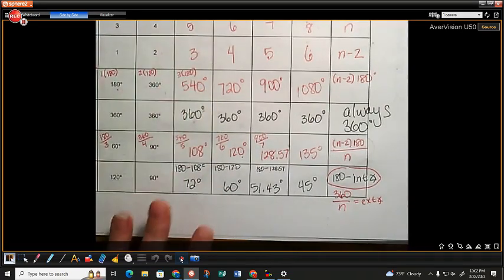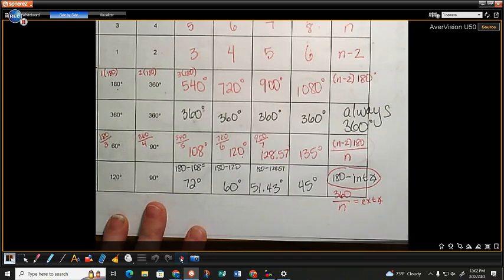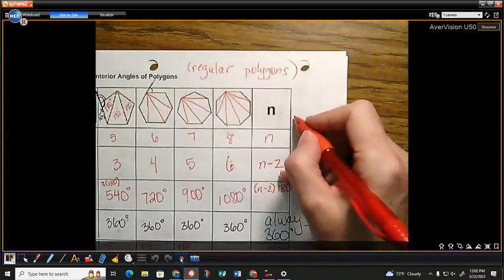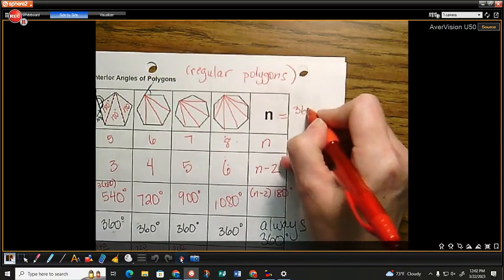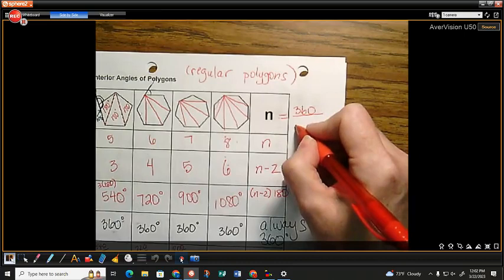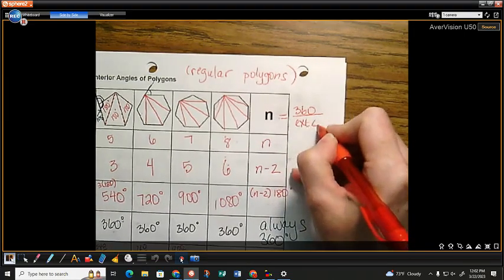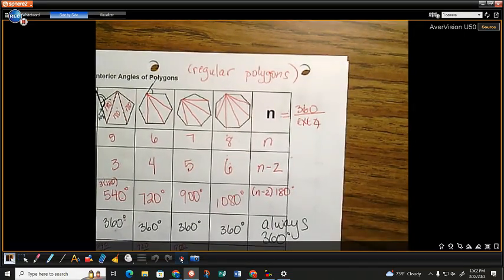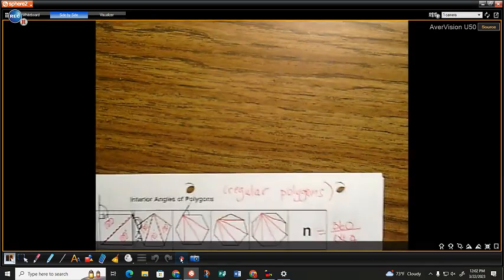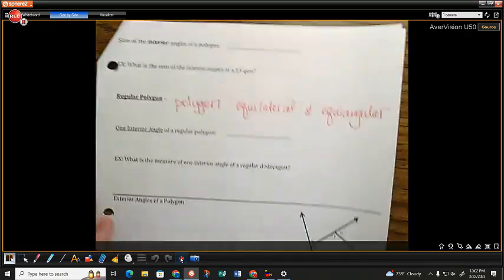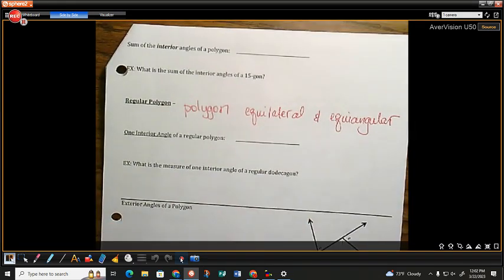Do some algebra on that. Guess what? If you rearrange that a little bit, if you ever need n, it's always going to equal 360 divided by the measure of your exterior angle, rather than having to use these disgusting formulas. Okay? I would hang on to this because that's going to be very useful in today's stuff. But let's finish filling it in and then I'm going to give you something to do.